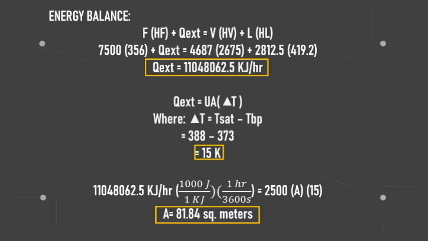Since we already computed the delta T, let's substitute it into the formula. But notice that the computed Q external is in kilojoules per hour and the heat transfer coefficient is in watts per meter squared Kelvin. So we're going to convert kilojoules to joules and hours to seconds. So 11,048,062.5 kilojoules per hour times 1,000 joules per 1 kilojoule times 1 hour over 3,600 seconds is equal to 2,500 times area times delta T, which is 15 Kelvin.